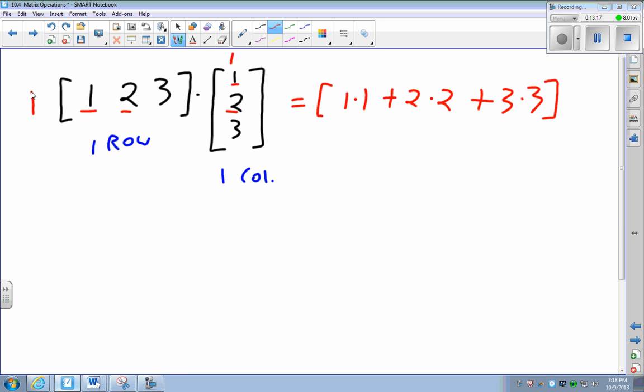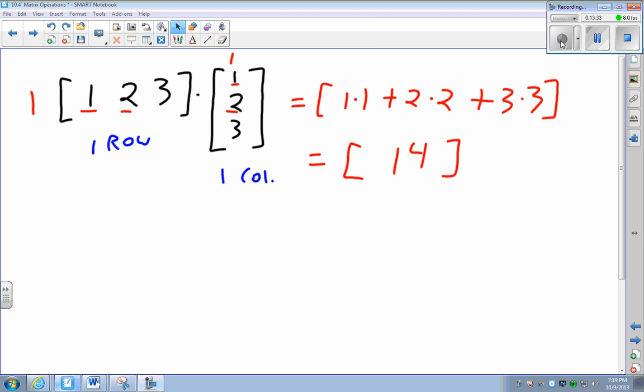Now there's nothing else I can do. I can't move over to another row in the first one, and I can't move over to another column in the second one. So that's our final solution, other than the fact that we just need to simplify. And that's our answer. But now let's flip it.